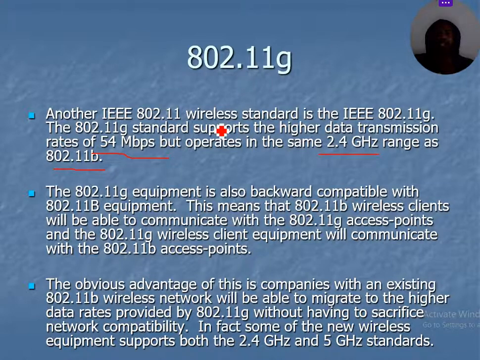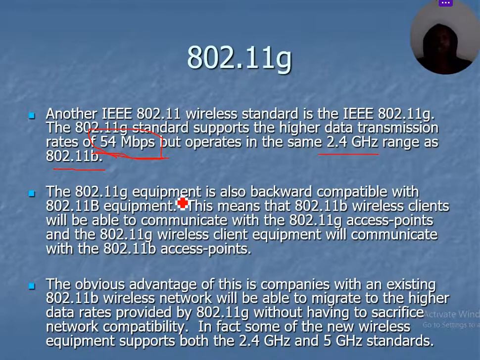So you can see the 802.11g takes something from 802.11a and also takes something from 802.11b. What does it take from 802.11a? It takes the speed, 54 megabit per second, from 802.11a, and from B it takes the 2.4 gigahertz frequency or bandwidth. Okay, then we say the 802.11g equipment is also back compatible with the B equipment.